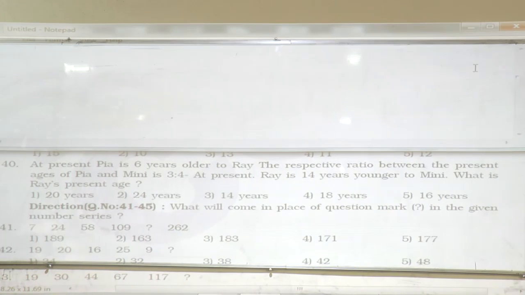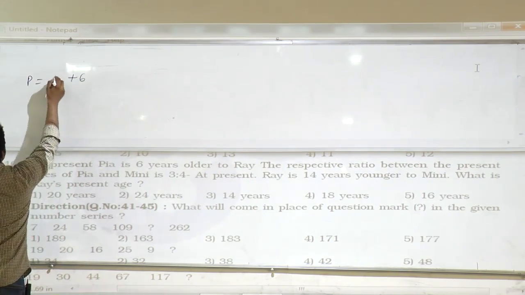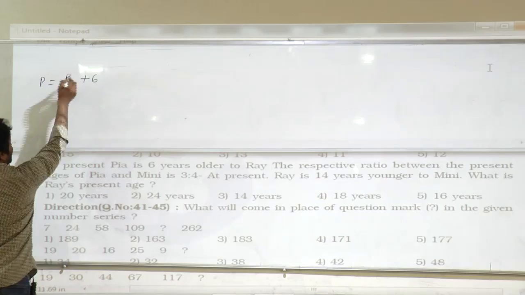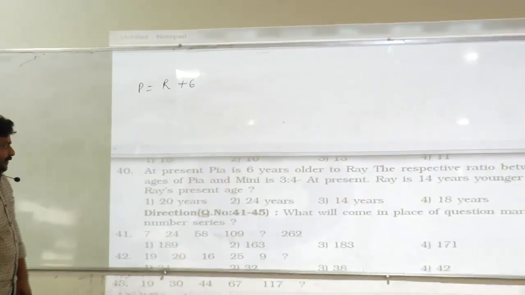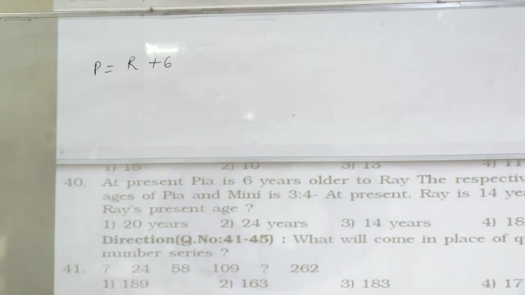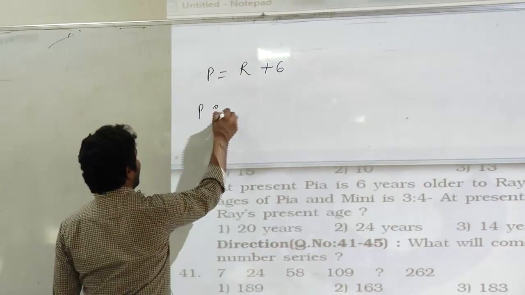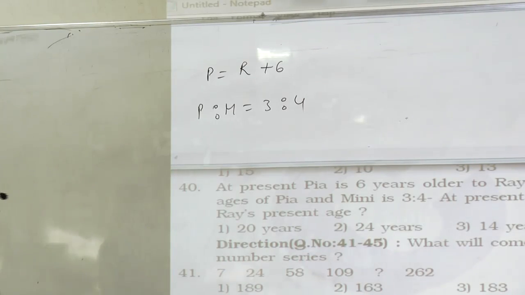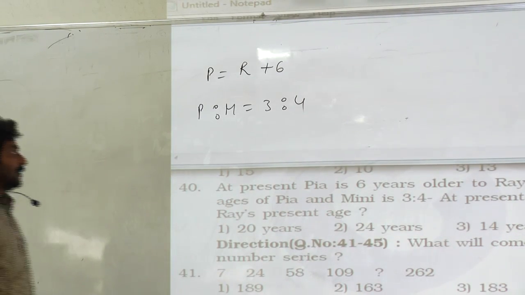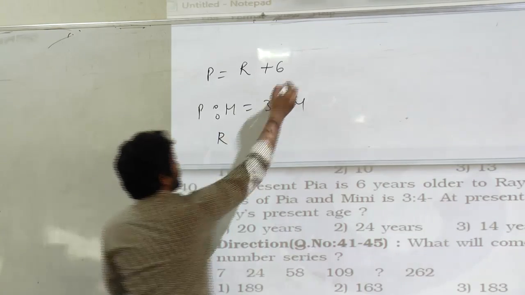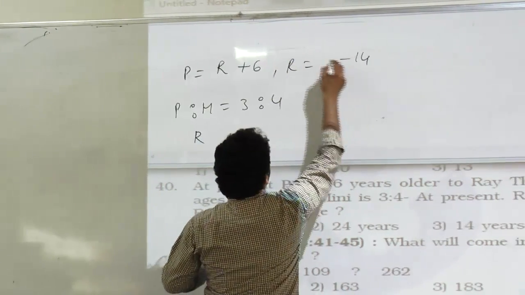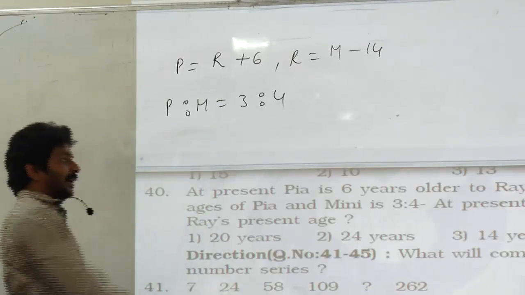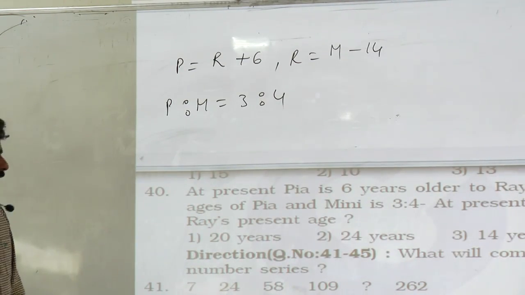At present, Pi is 6 years older to Ray. Pi's age is 6 years more than Ray. The respective ratio between the ages of Pi and Mini is 3:4. At present, Ray is 14 years younger to Mini.